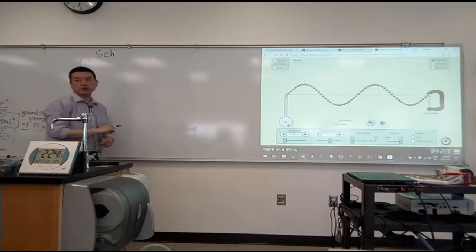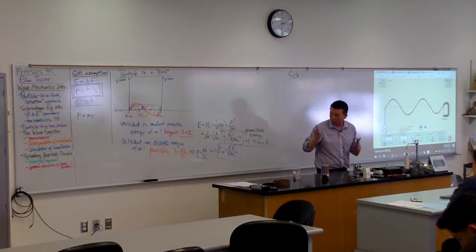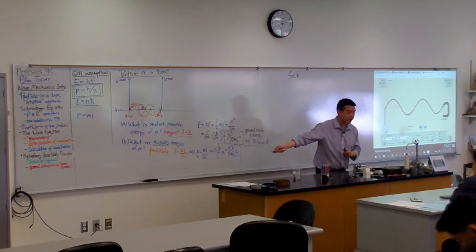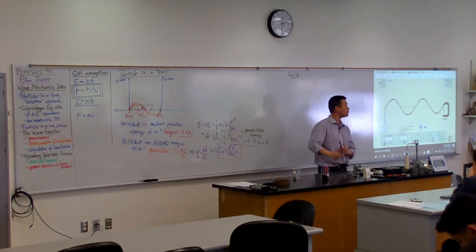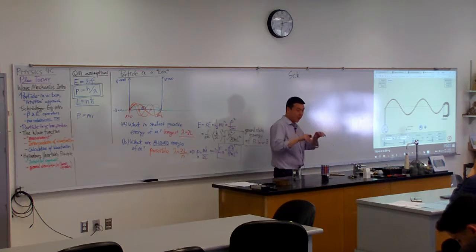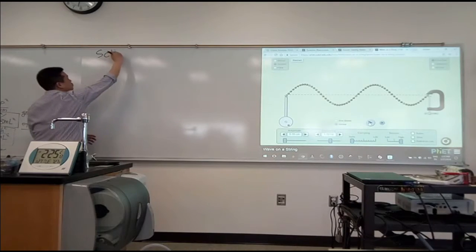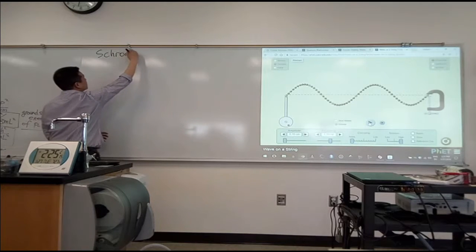Let me spell Schrodinger two different ways. One is the way you've seen me spell here, O with the umlaut on top. If you know some German, then you know what that is. If you don't, and you just want to be able to type it with the English characters only, this is how you should spell it. Schrodinger.